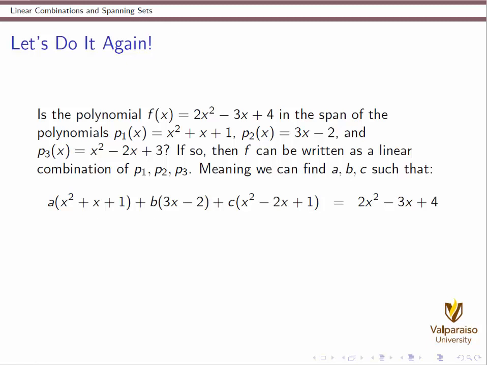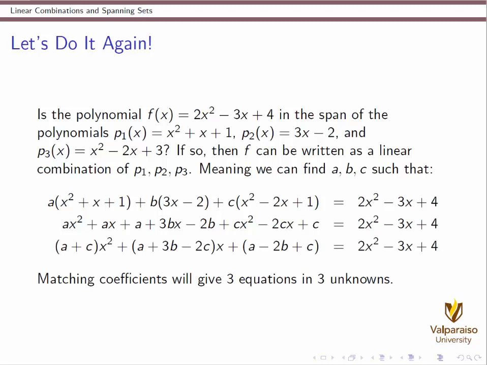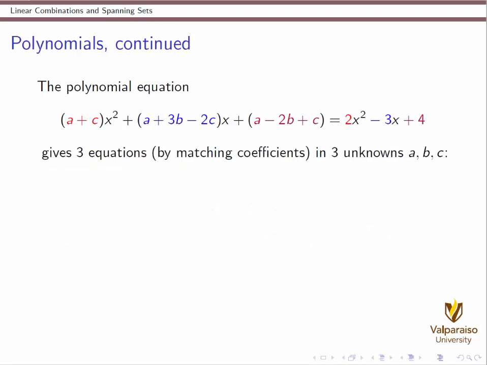Just like with the geometric vectors, we have to match the correct pieces. So we have to collect the coefficients of the x squared, the x, and the constant. So there it is, it's multiplied out and then recollected. So the total coefficient of x squared on the left is a plus c. The total coefficient of x itself is a plus 3b minus 2c. And the constant term collected is a minus 2b plus c. And each of those, one by one, has to give the 2, the -3, and the 4 on the right-hand side. And that gives us 3 equations in 3 unknowns.